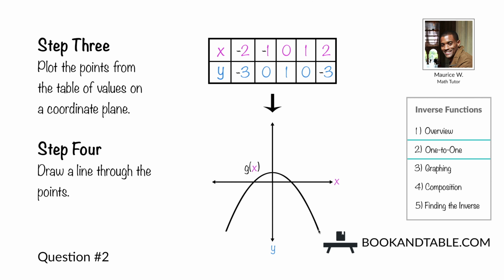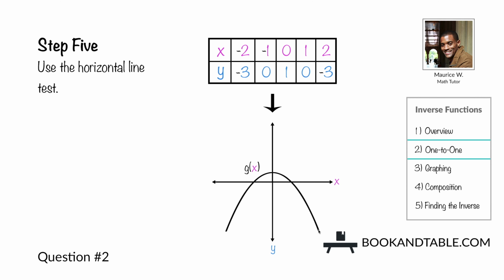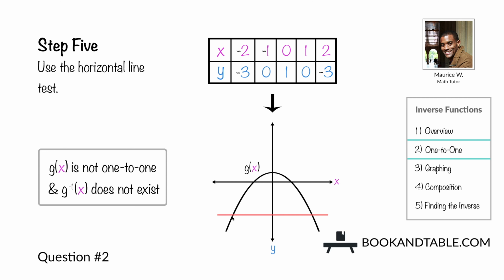And now step 5, we want to use the horizontal line test. And when we draw a horizontal line, we see that it is going to cross 2 different points at the same time, which lets us know that g of x fails the horizontal line test. So g of x is not 1-to-1, and as a result, the g inverse of x does not exist.